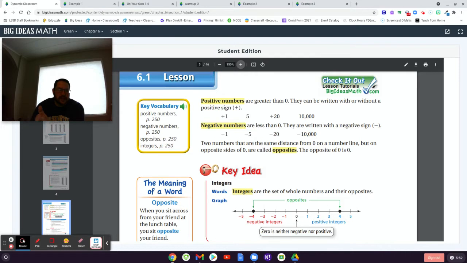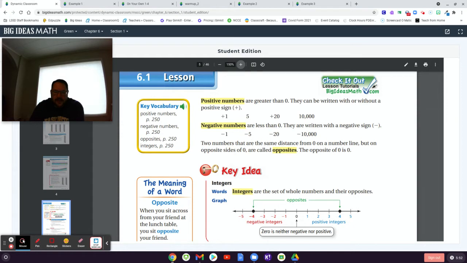We're moving into 6.1, all about integers. So integers are basically just positive and negative whole numbers. There's a lot on this little page right here, so I'm going to have you pause soon and take some notes. Basically, positive numbers are any numbers that are bigger than 0, and they can be written with the positive sign, but usually they're just written as numbers. Negative numbers will always have a negative sign, which looks like a minus sign. And those are numbers that are less than 0.